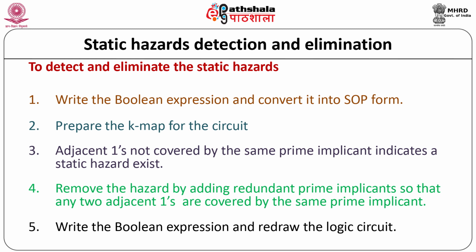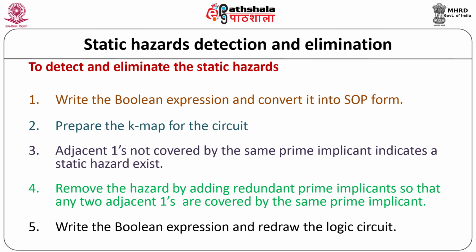To detect and eliminate the static hazards from logic circuit, the following procedure is adopted. Step number 1, write the Boolean expression for the given circuit and convert it into SOP form, sum of product form. Step 2, prepare the K-map for the circuit. Step 3, adjacent ones, or zeros if the circuit is in the POS form, not covered by the same prime implicant indicates a static hazard.